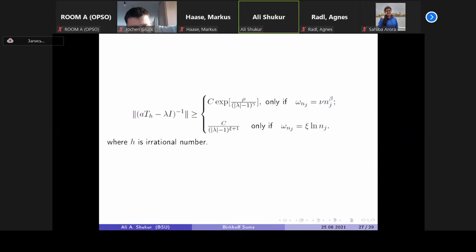And for an irrational number, the resolvent is related to the omega shown before. So if we have something like this omega, the norm of the resolvent holds this inequality, and if omega is equal to this, then the norm of the resolvent holds this inequality.